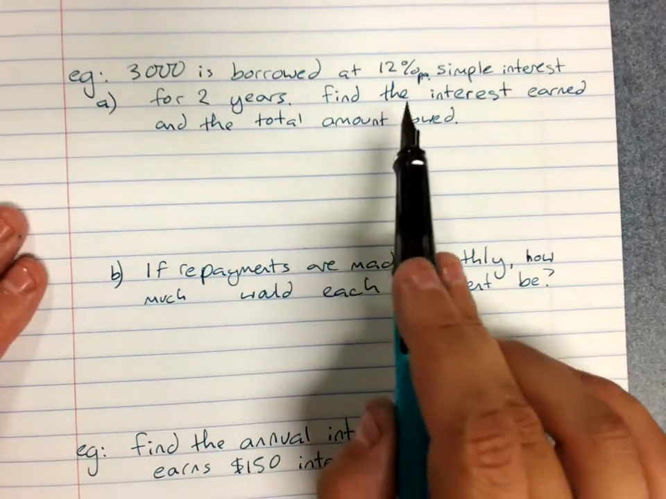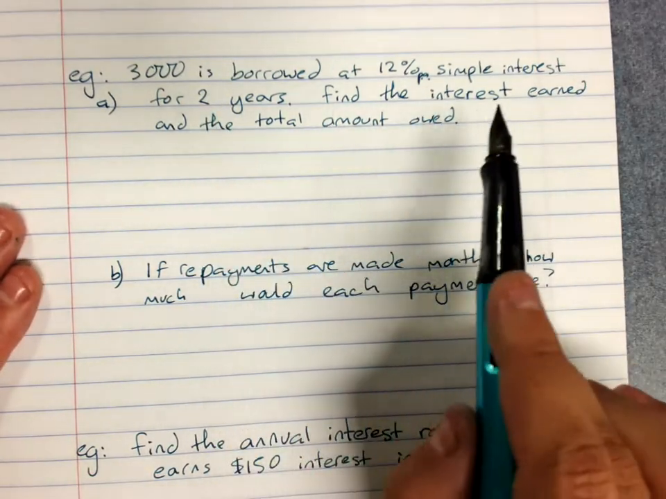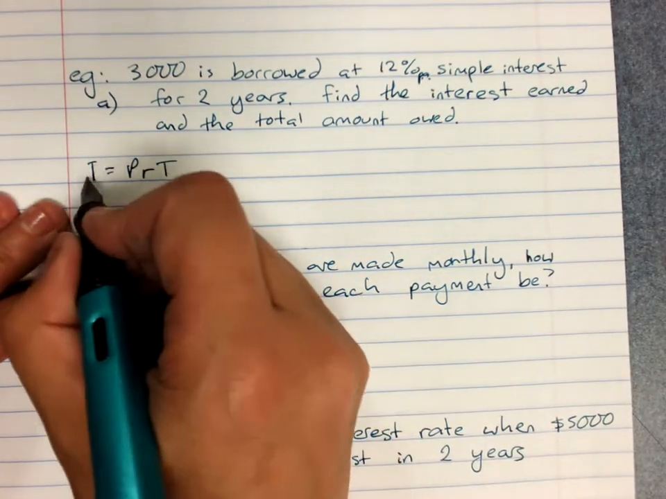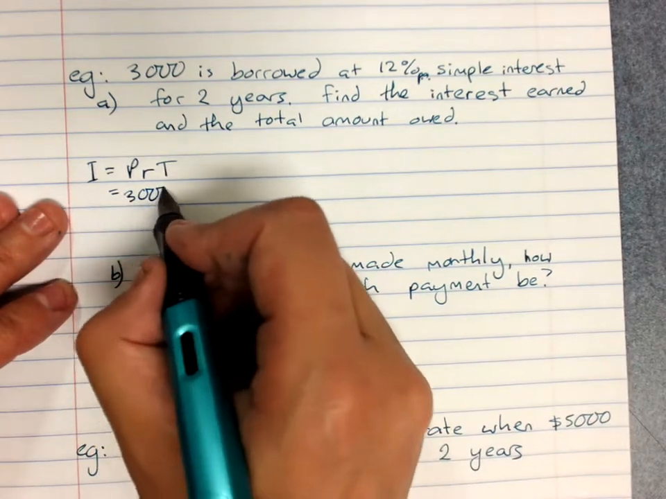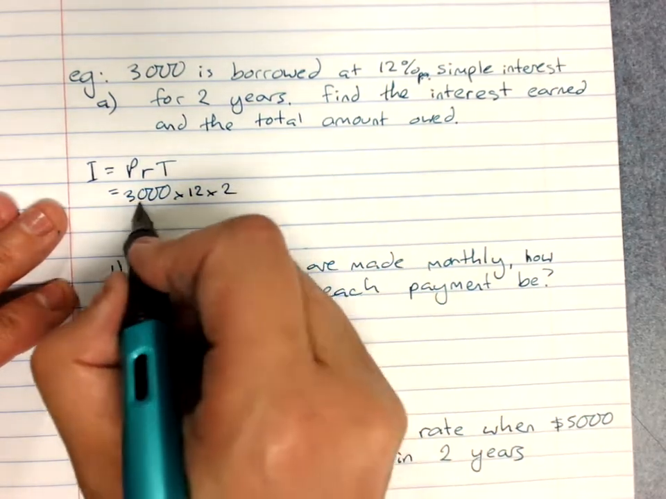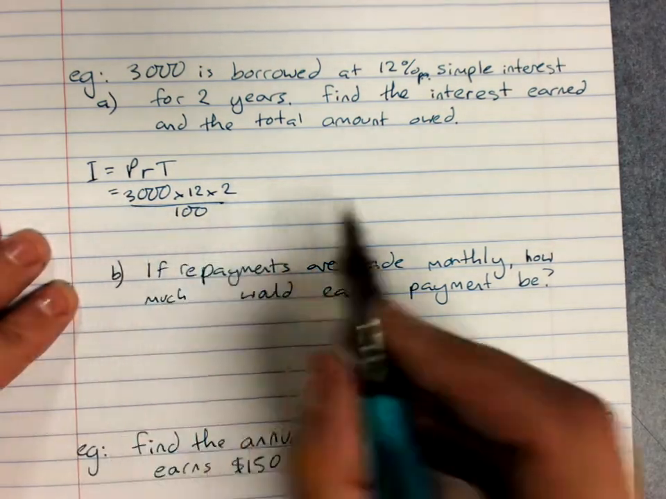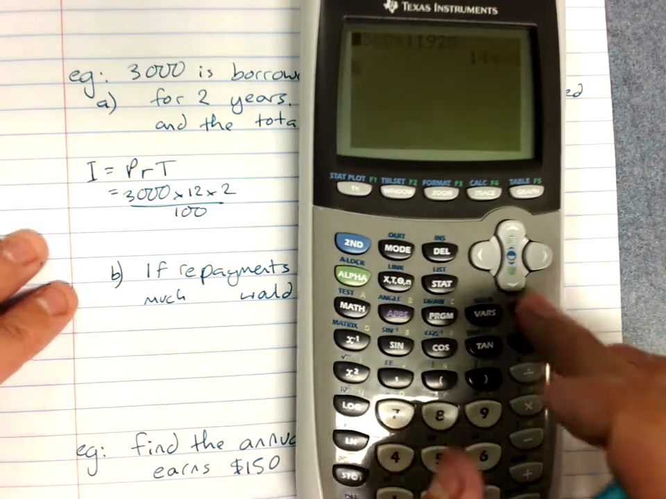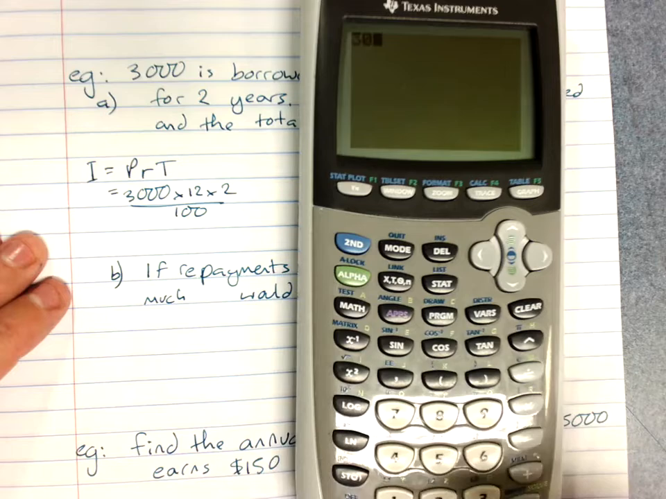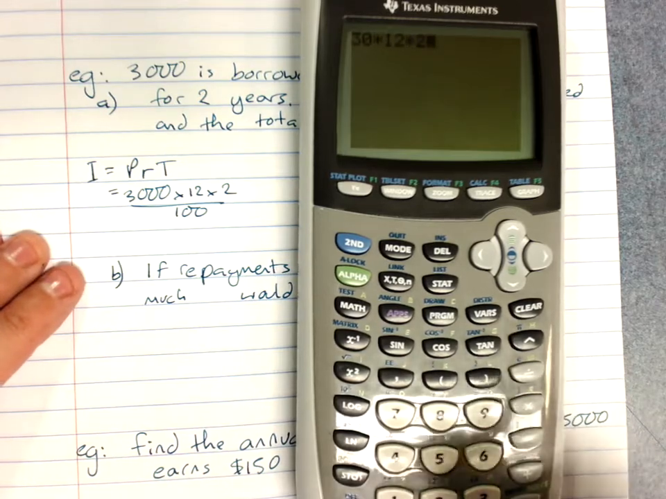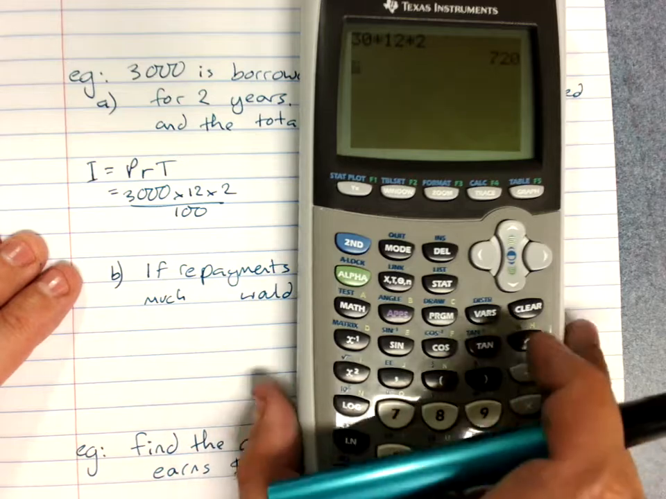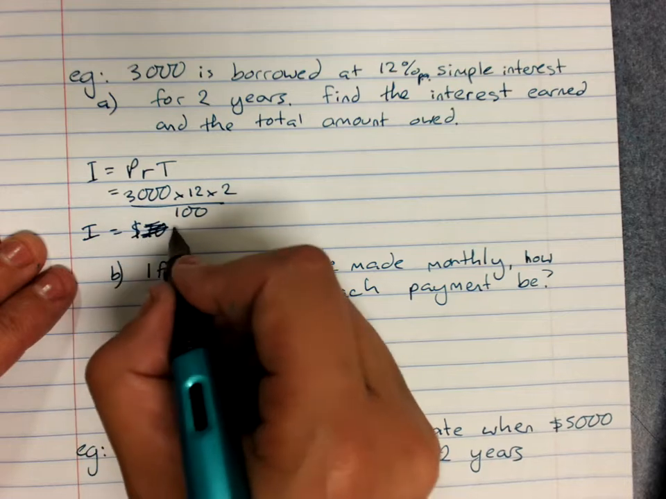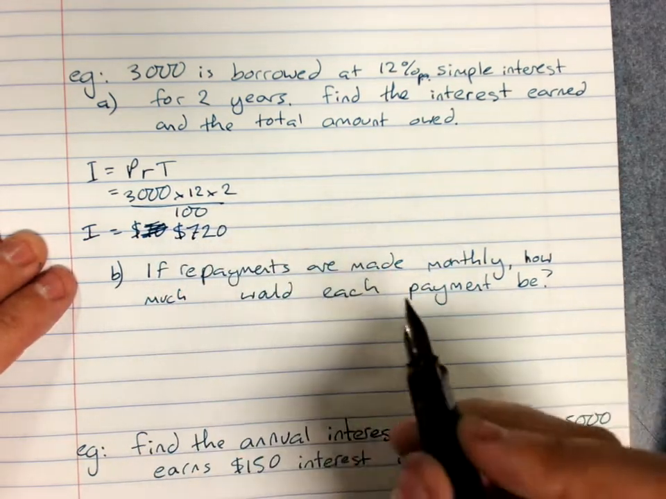So $3,000 is borrowed at 12% per annum simple interest for 2 years. Find the interest earned and the total amount owed. I equals PRT. So the interest is 3,000 times 12 times 2 over 100. You might as well do that little division there. Let's make that 30 times 12 times 2. But if you don't want to, just type the whole thing in. That's fine. $720 over 2 years. Interest is $720.